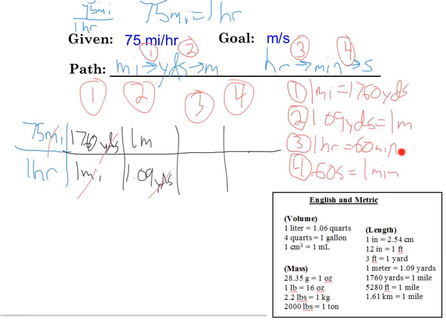So I'm going to look at my third conversion, and I see that the third conversion is 1 hour per 60 minutes. So that's how you know what unit goes where. Is if you need it to cancel out, if it's on bottom, you have to put it on top. So those hours are going to cancel out. Again, please note, the 1 is not canceled out, just the hours are.